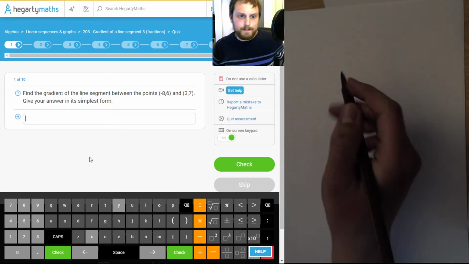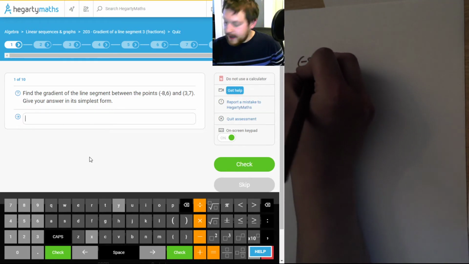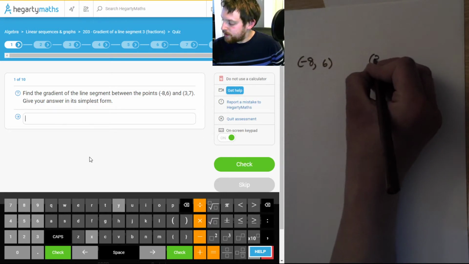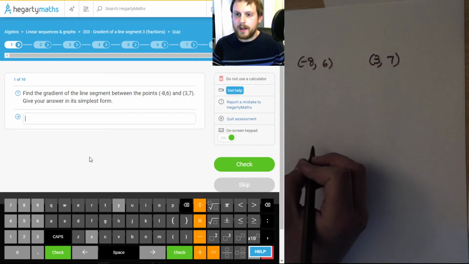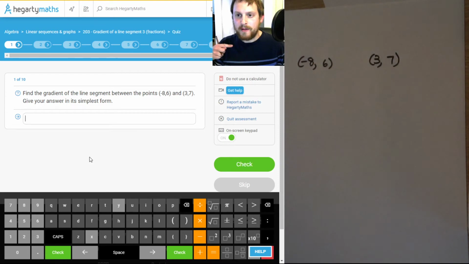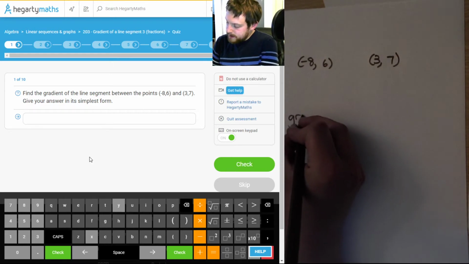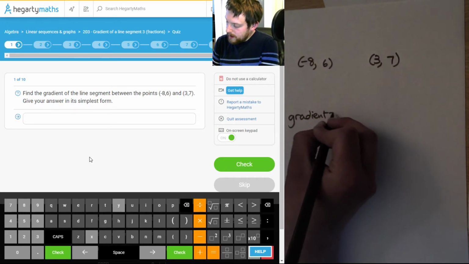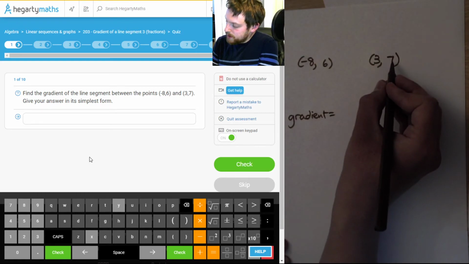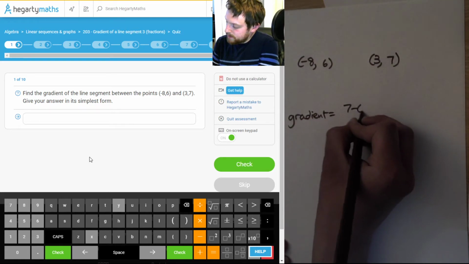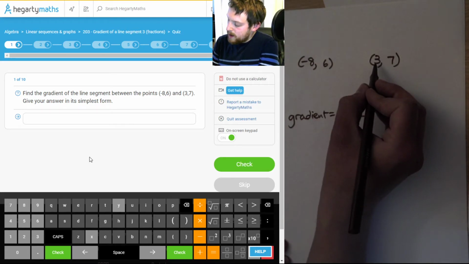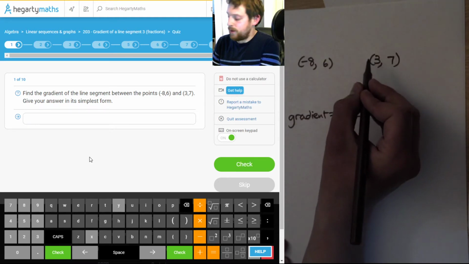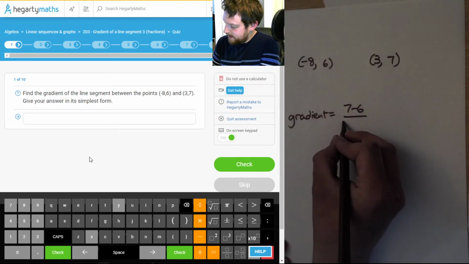Okay, so I've got -8, 6, and I've got 3, 7. So remember, I'd be asking how far along is it and how far up is it between these two coordinates. So my gradient is how far up, so I'll do 7 take away 6. And I'll do over how far along. Well, how far is it from 3 to -8? So 3 take away -8.